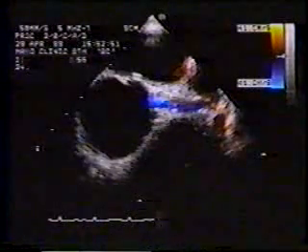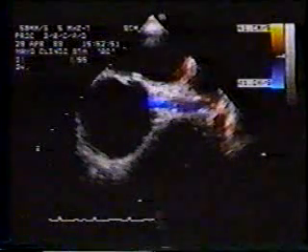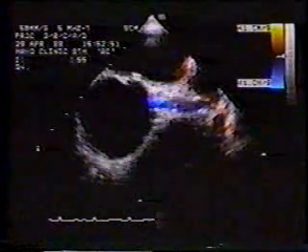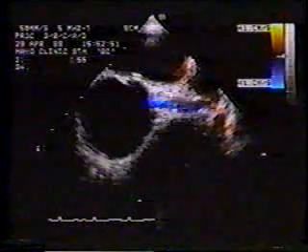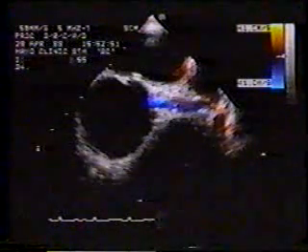Color flow imaging should help in identifying areas of stenosis. In this case, the flow pattern appeared normal. The clinical utility of both transesophageal and surface echocardiography in the identification of coronary artery disease remains to be determined.